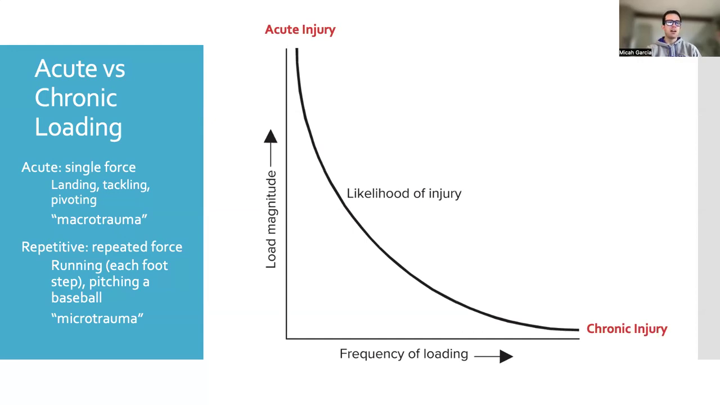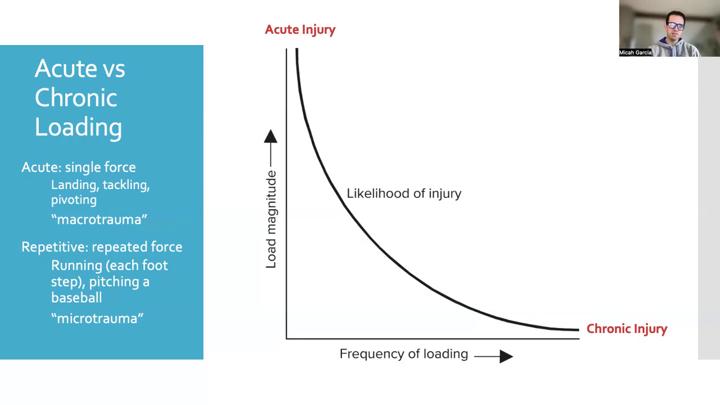Chronic injuries, on the other hand, are going to result from repetitive forces, such as when you're running, with each step you take, or pitching in baseball, each throw that is performed. And these are going to be the summation of micro traumas leading to injuries. So with your chronic injuries, you're going to have relatively low magnitude with each exposure, but you're going to have much higher frequency of loading.